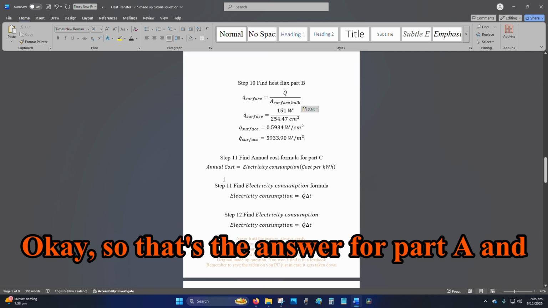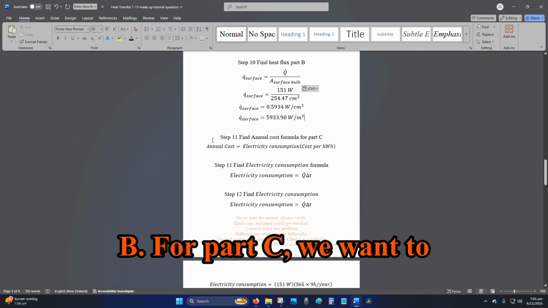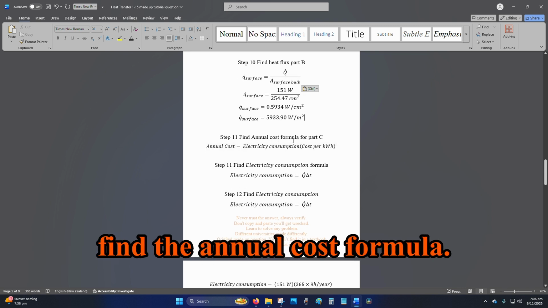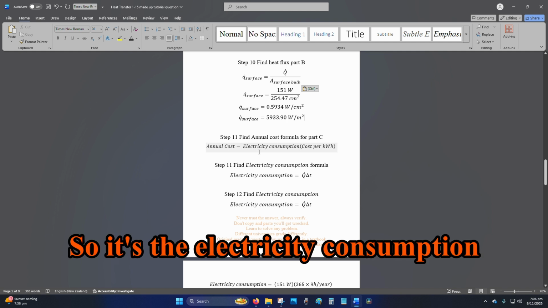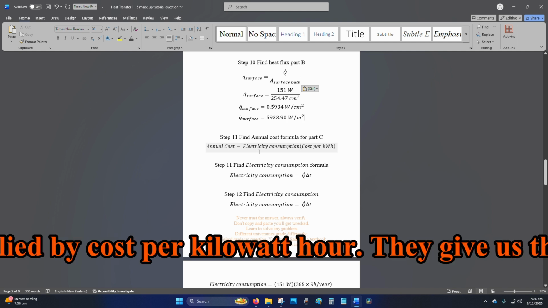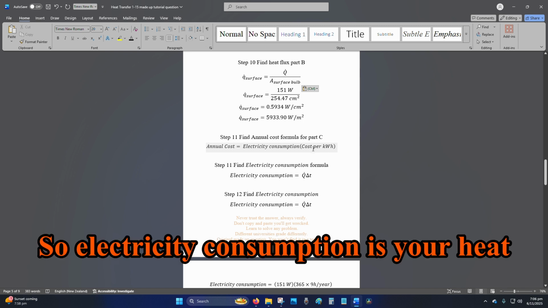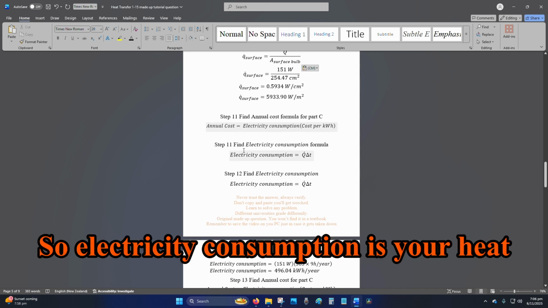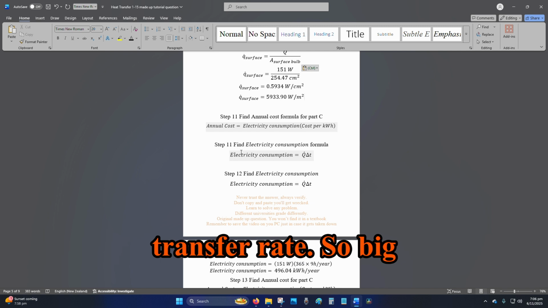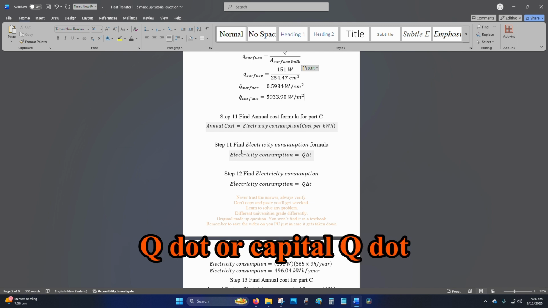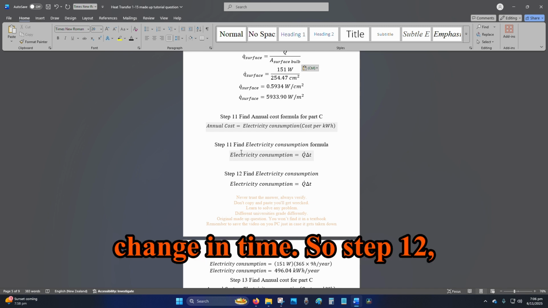Okay, so that's the answer for part A and B. For part C, we want to find the annual cost formula. So it's the electricity consumption multiplied by cost per kilowatt hour. They give us this one. So electricity consumption is your heat transfer rate, so big Q dot or capital Q dot multiplied by the change in time.